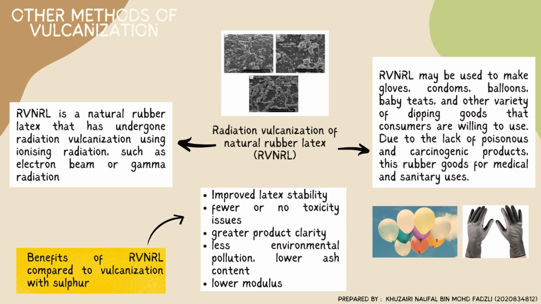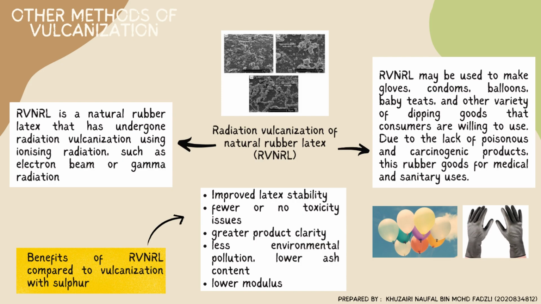RVNRL may be used to make gloves, condoms, balloons, baby teats, and other varieties of dipped goods that consumers are willing to use. Due to its lack of poisonous and carcinogenic products, these rubber goods for medical and sanitary uses are perhaps the most promising applications of RVNRL technology.